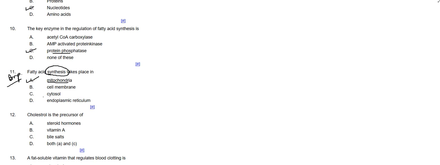Next is cholesterol is the precursor of... now this question is also very important. Cholesterol is the precursor of steroid hormones and bile salts. Vitamin A precursor we have already studied. The precursor of vitamin A is beta carotene. For steroids and bile salts, cholesterol is the precursor.